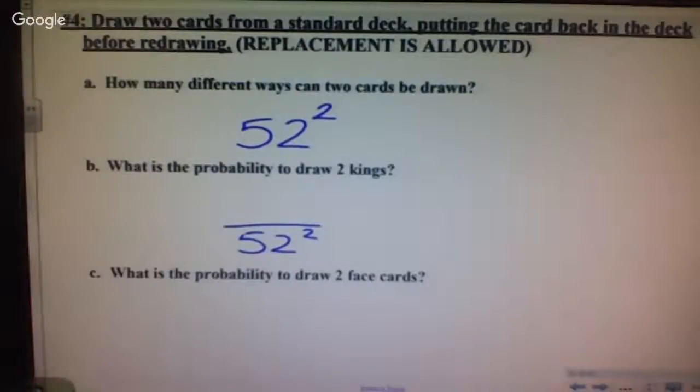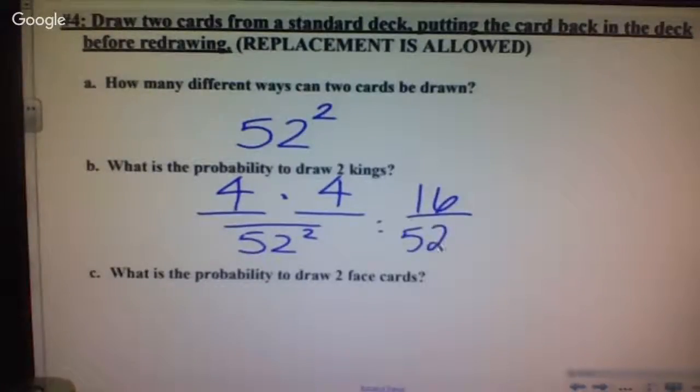Okay, in the top now, I want to draw a king and then another king. How many options do I have? You have 4. Because I'm putting the cards back in, I still have 4. So 16 out of 52 squared.